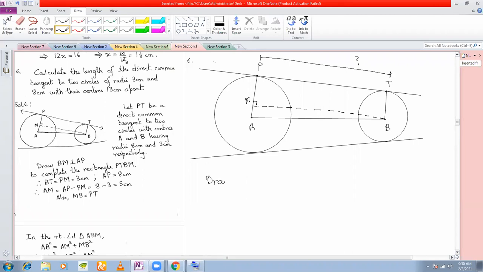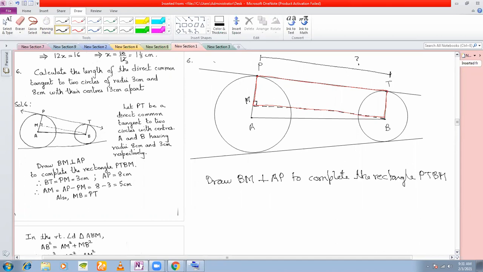So we draw BM perpendicular to AP to complete the rectangle PTBM. So as to complete this rectangle here. This forms a rectangle, in which PT is one side of the rectangle.